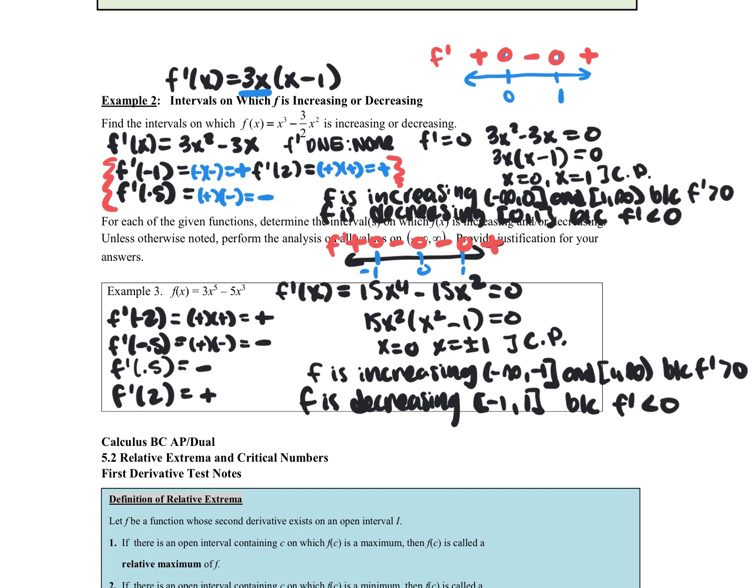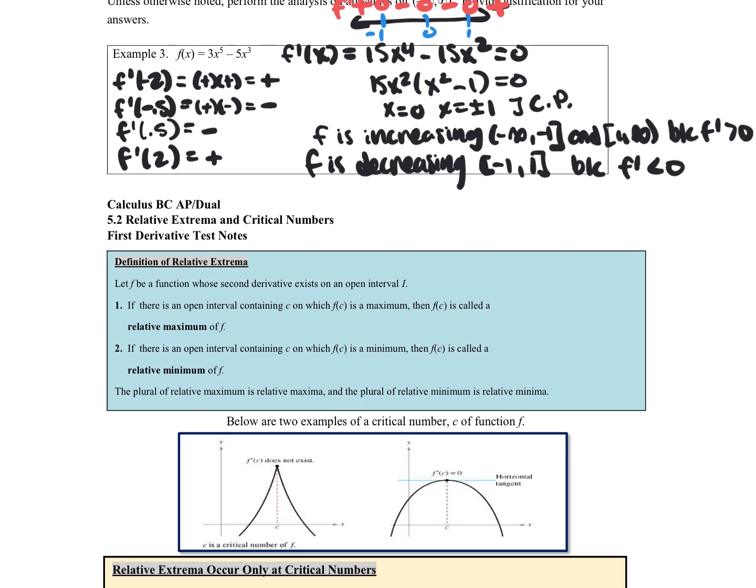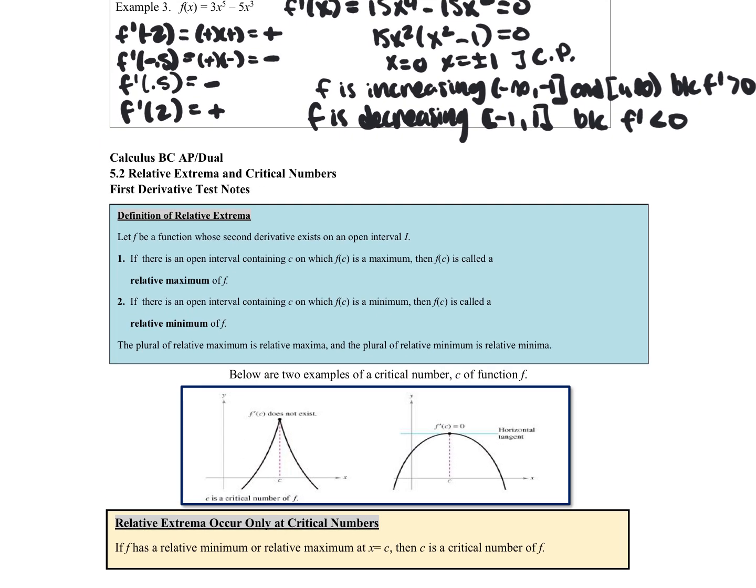Now, there's something else we also know about this function from the information that we just wrote down here. And that's that we know there are some relative extrema, mins and maxes, right? Do you remember how we know if something is a minimum? We've talked about this before, but it's been a bit. How do we know if something is a minimum based off of the derivative?